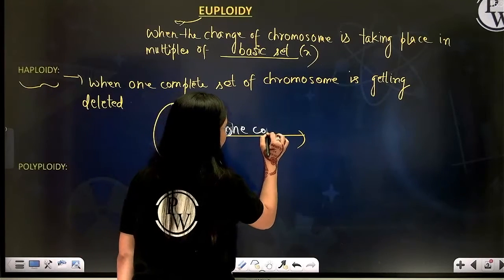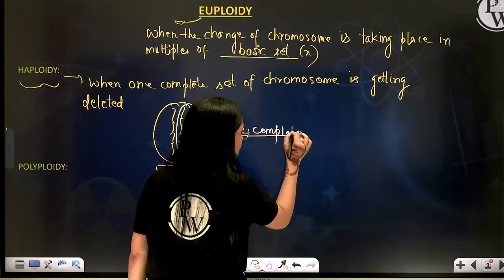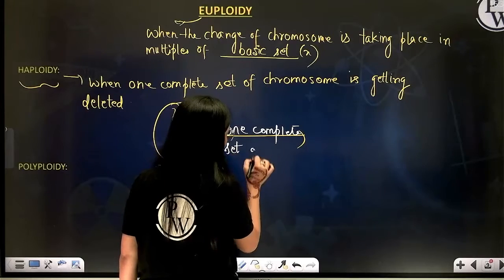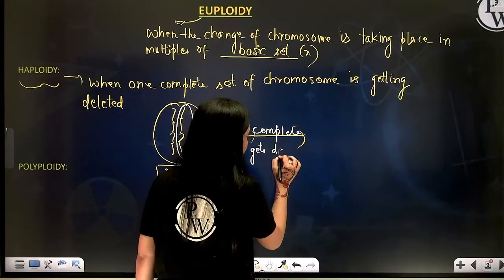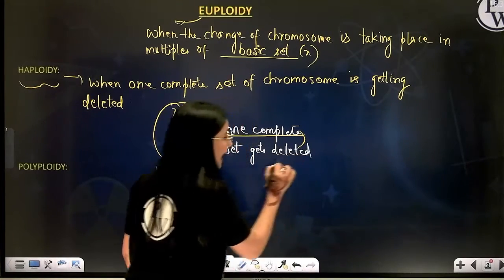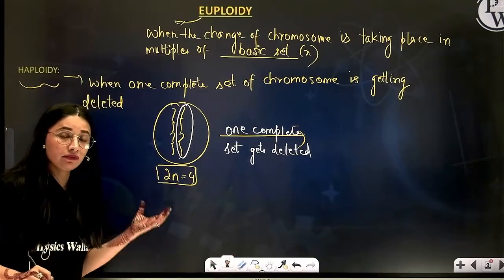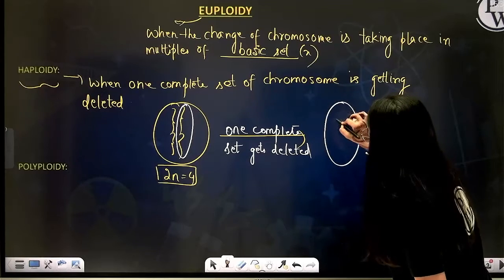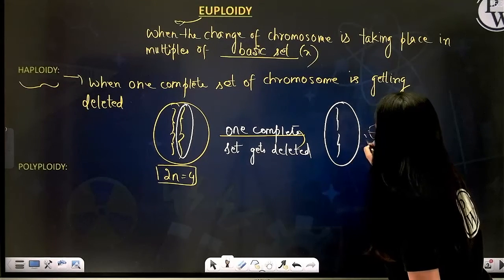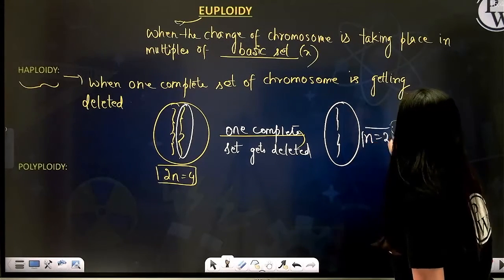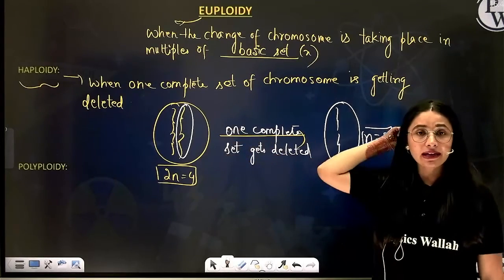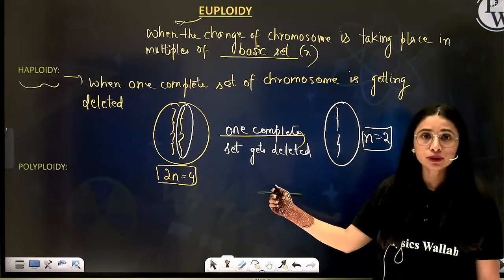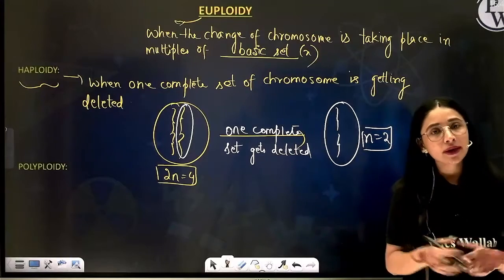One complete set gets deleted. If this happens, then a diploid cell will become naturally haploid. So this type of euploidy, where a diploid cell becomes haploid due to mutation, is known as haploidy.